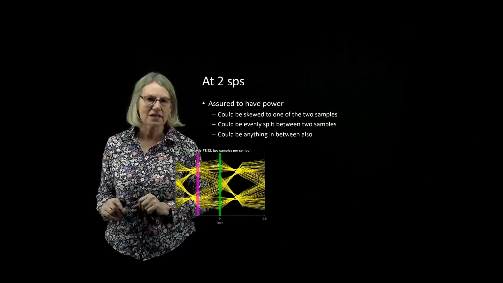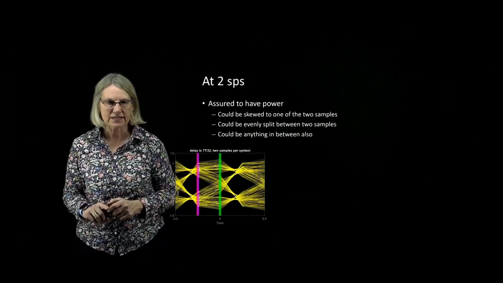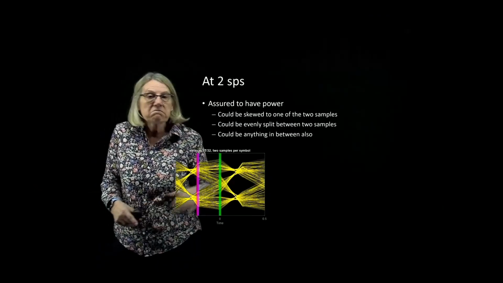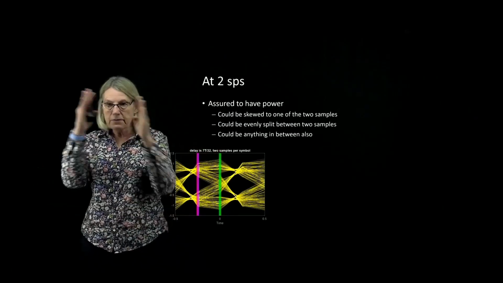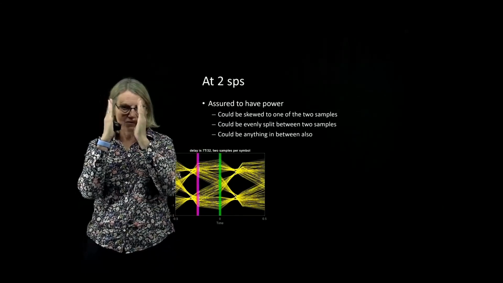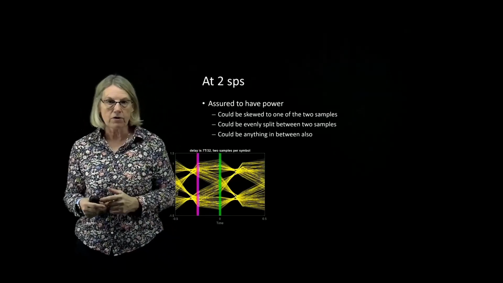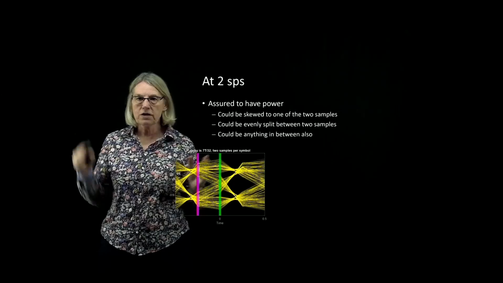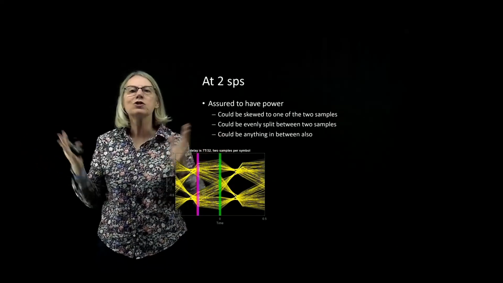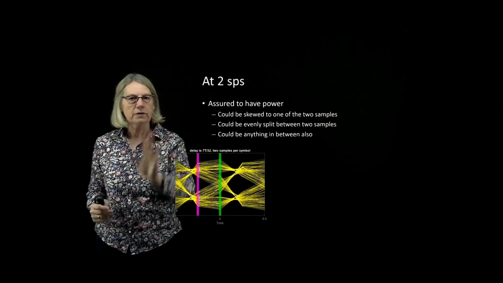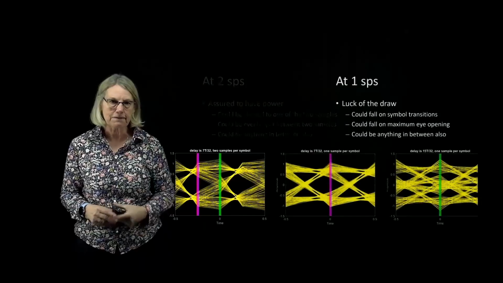At least one of these is going to have power on it. I'm not going to be stuck at the transition. Now, it could be that at these 2, I happen to put it at either symmetric side of the ideal sampling time, in which case they'll both have some power in it. Or, it could be slid to one side, so I really don't know. But at 2 samples per symbol, I know I'm going to have enough to recover the data.